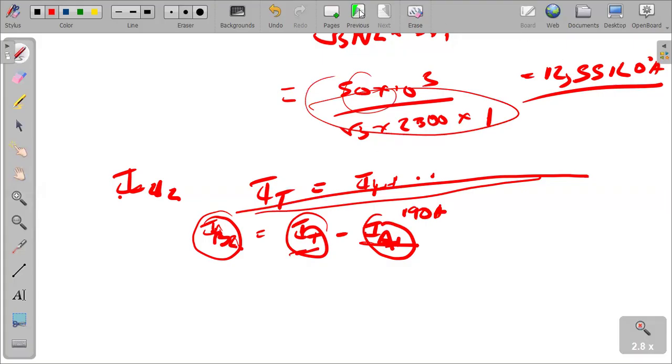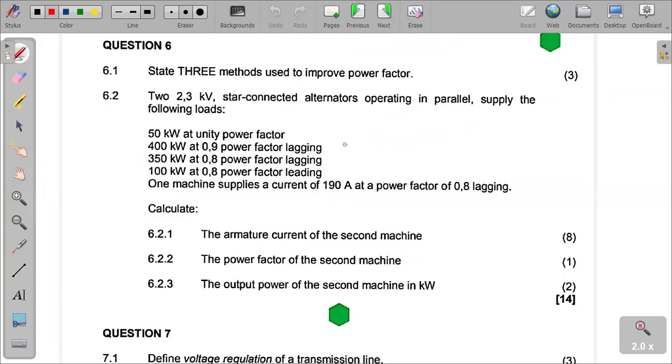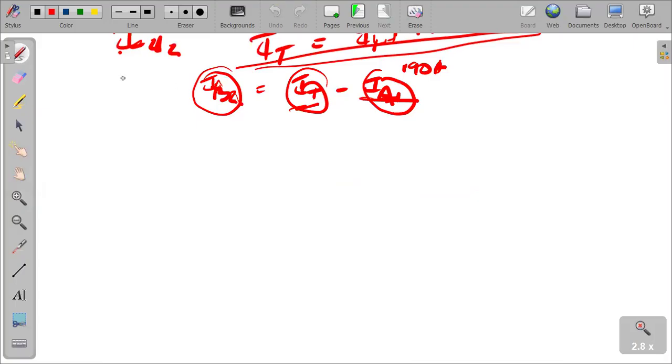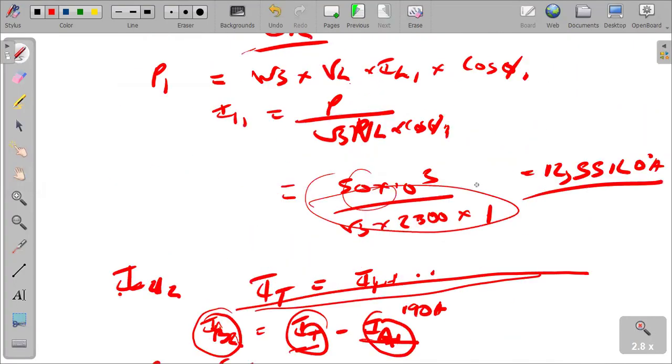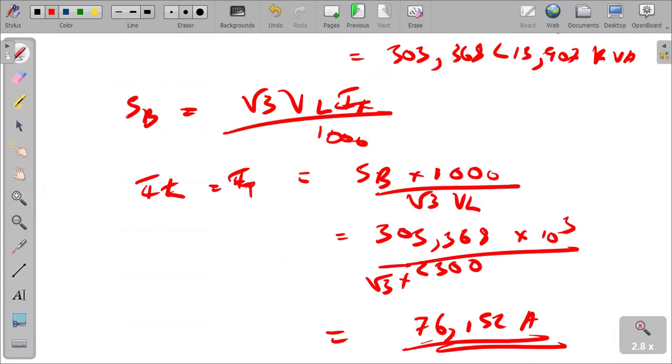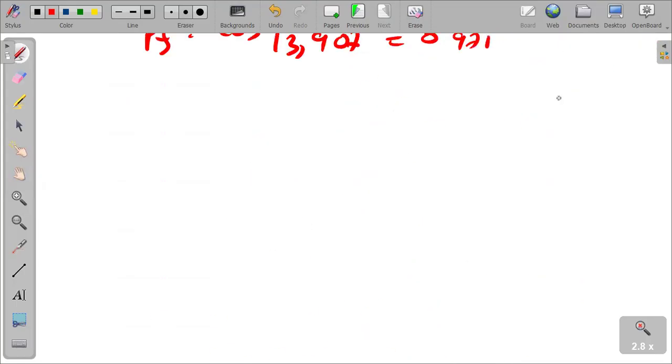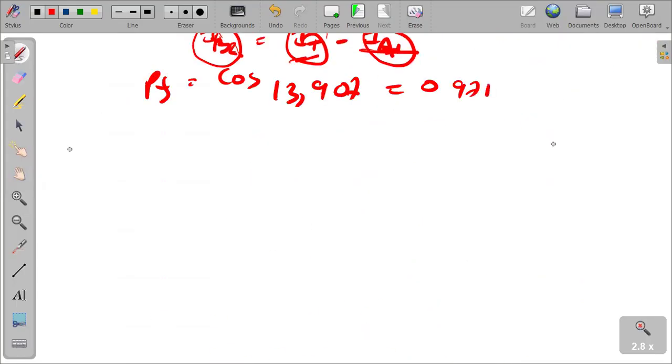6.2.2 is saying calculate the power factor of the second machine. The power factor of the second machine can be calculated using the phase angle for the second machine. PF is equal to cos 13.907, which is 0.971. Already we had made that calculation. So we are simply using that phase angle that we have just determined, 13.907. Right, so let's go to the next question, 6.2.3.